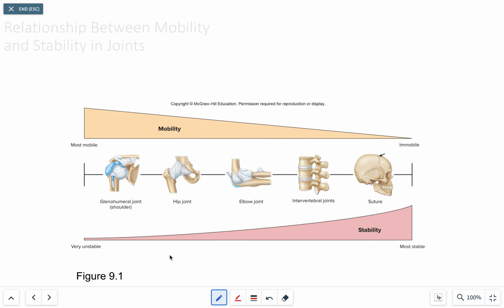This lecture is on Chapter 9, Articulations and Joints. The first slide that we're going to look at is the relationship between mobility and stability.